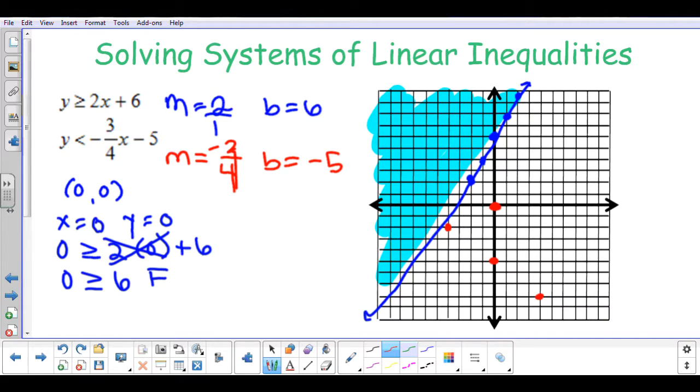Now these two lines do not have to intersect at a perfect point. You can see here that they definitely are not going to. It's the shading that we are most worried about. So with this line, I need to have a dashed line since it's less than, not less than or equal to.